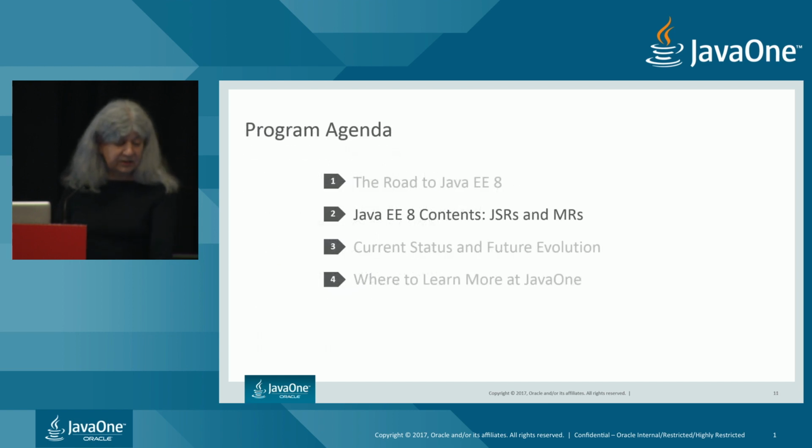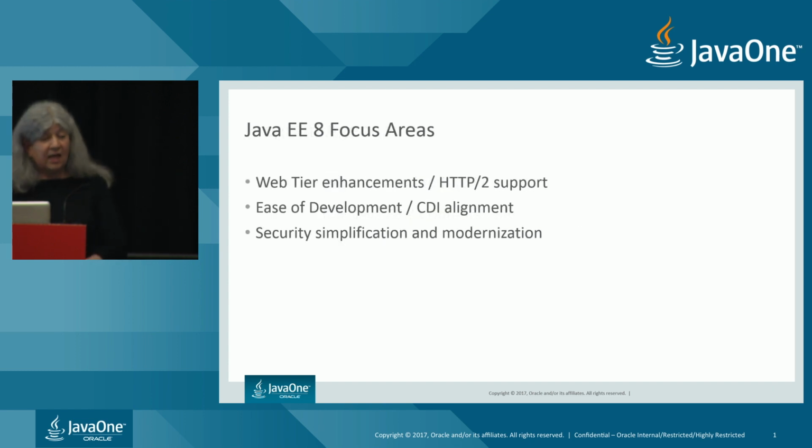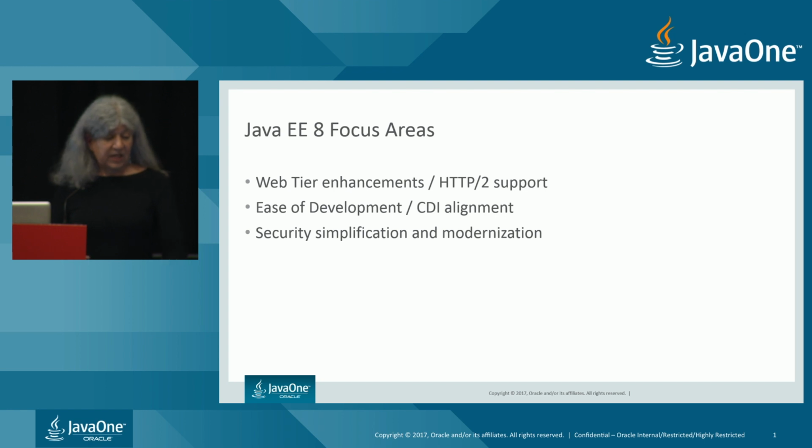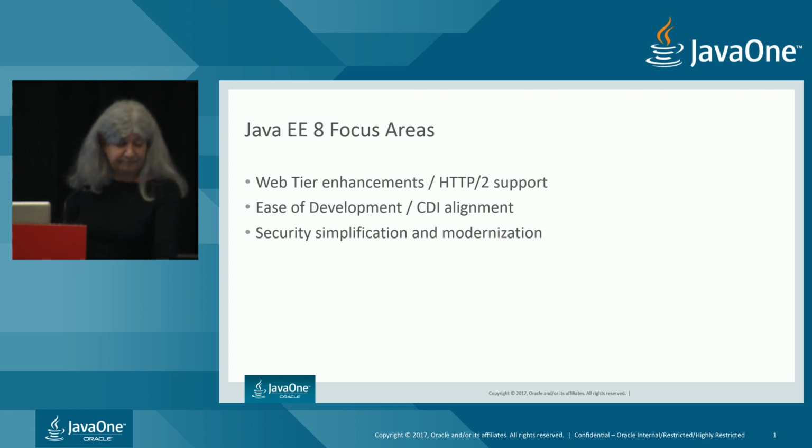Okay, so now I want to get to the meat of this talk, which is a survey of the various JSRs. As I said before, our focus areas are going to be on web tier enhancements, ease of development through leverage of CDI, and then simplification and modernization around the area of security. So of these, most of the focus was indeed on web tier and leveraging CDI in the process, so I want to start there.